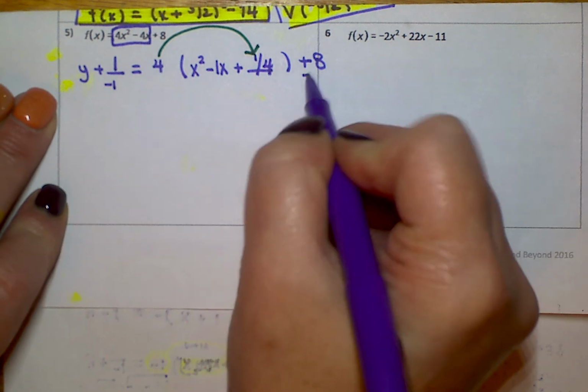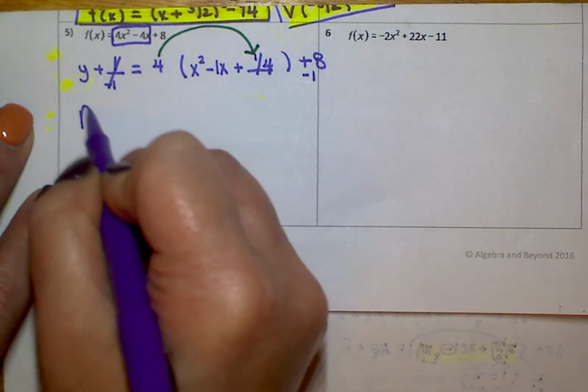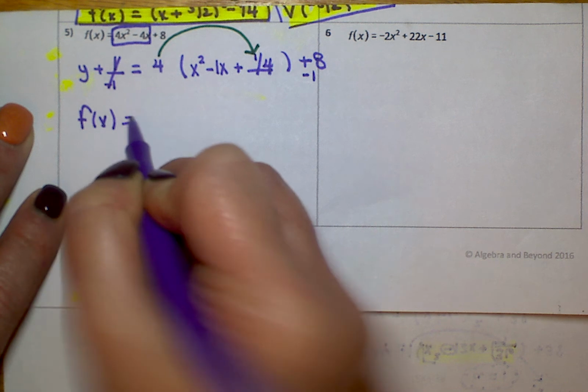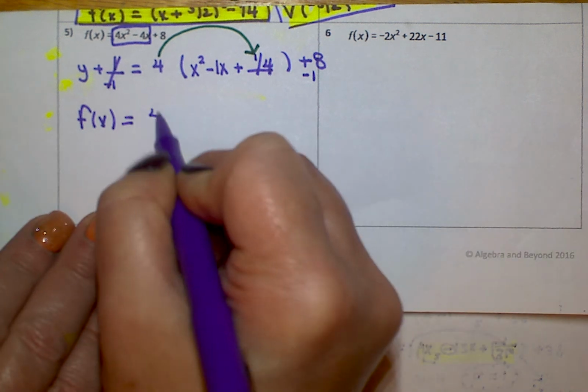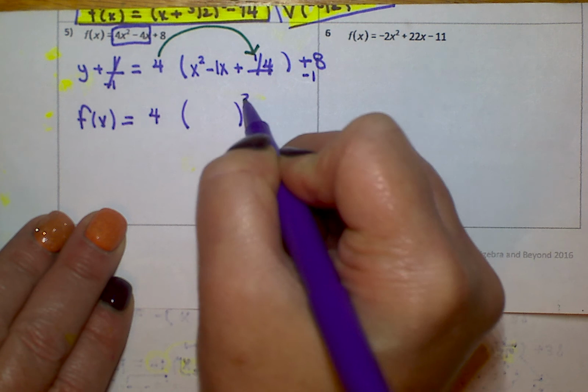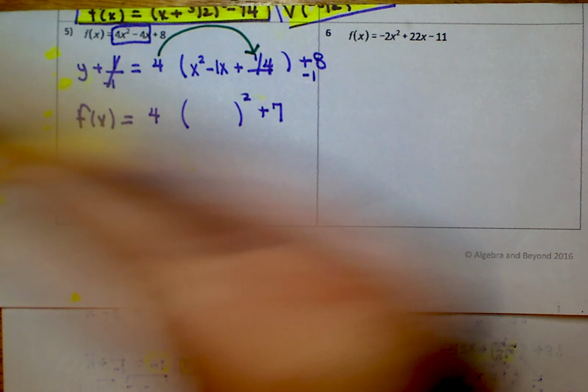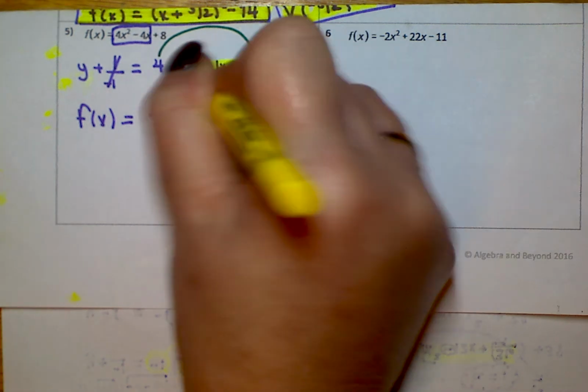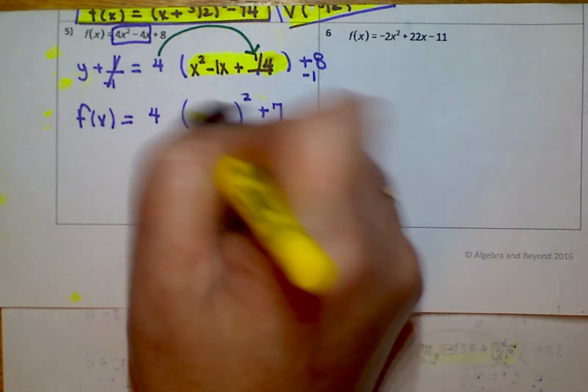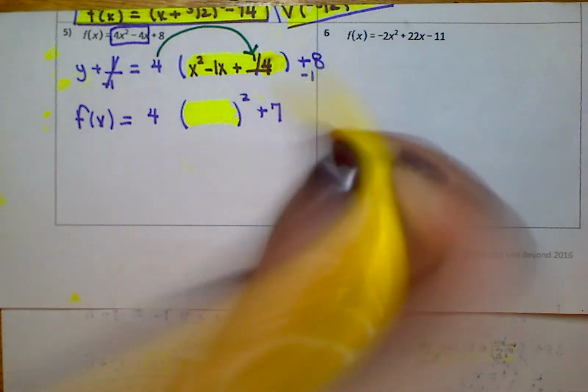I'm going to go ahead and subtract that 1, and I'm going to put the f of x there. I'm going to put the quantity squared plus 7. See if you can figure out what you're going to rewrite that to right here.